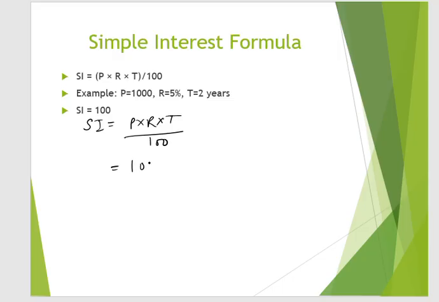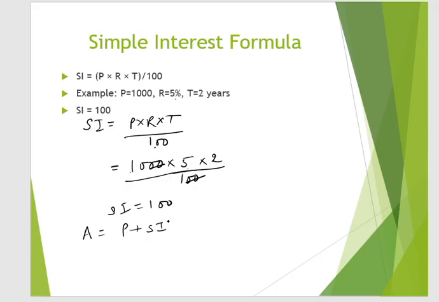So principal is 1000 rupees. Rate is 5 upon 100, we have already done this in the percentage chapter, and time is 2. This 100 is for the percentage. So you can cut 2 zeros with 2 zeros, and the answer is 10 into 5 into 2. 5 into 2 is 10, and 10 into 10 is what? SI equals 100. If you have to calculate amount, amount will become P plus SI. That will be 1000 plus 100, so it will become 1100. I hope it is clear.